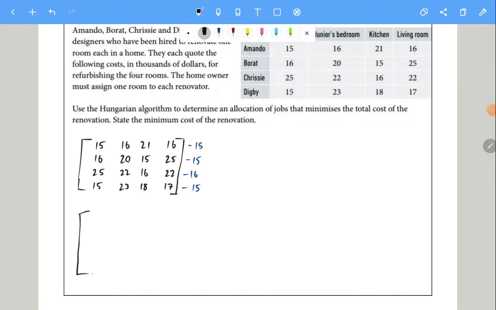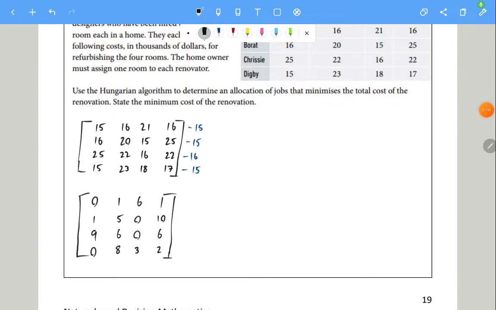I'll do the first 2 rows, and then I'll leave it up to you. So 15 minus 15, 0. 16 minus 15, 1. 21 minus 15, 6. 16 minus 15, 1. Second row, 16 minus 15, 1. 20 minus 15, 5. 15 minus 15, 0. 25 minus 15, 10. Alrighty, I'll finish this one off camera.